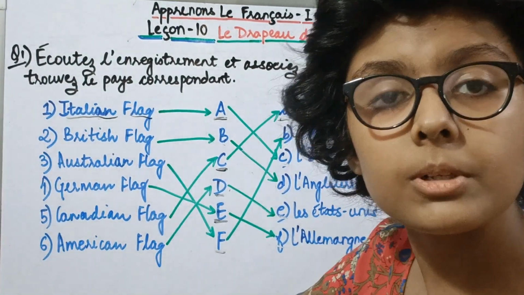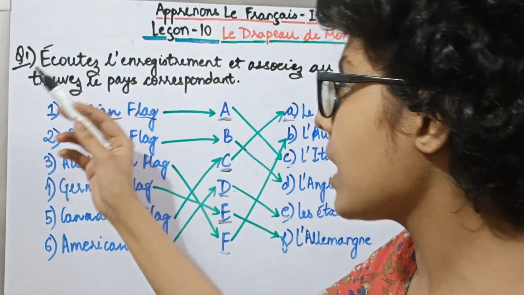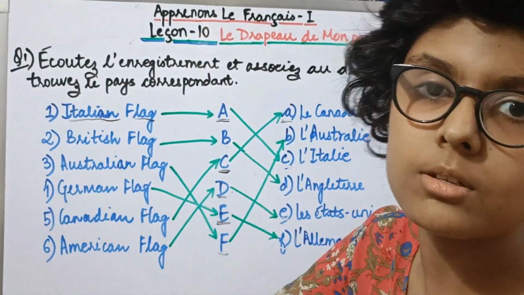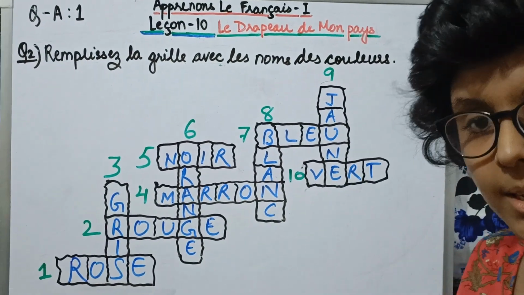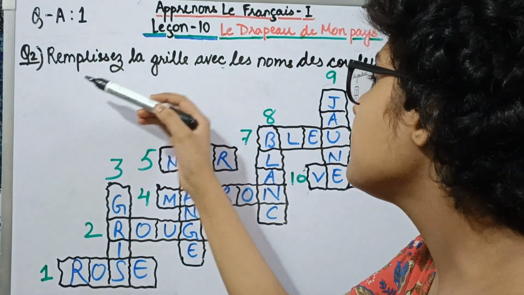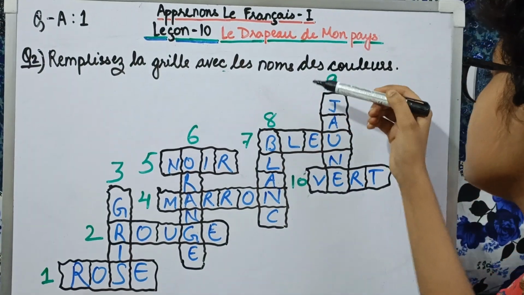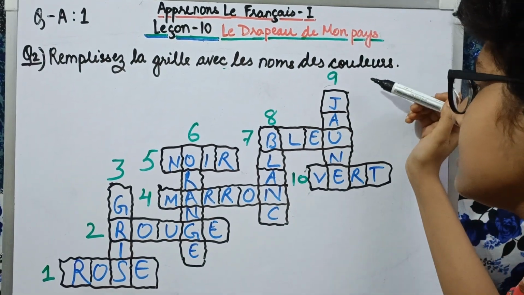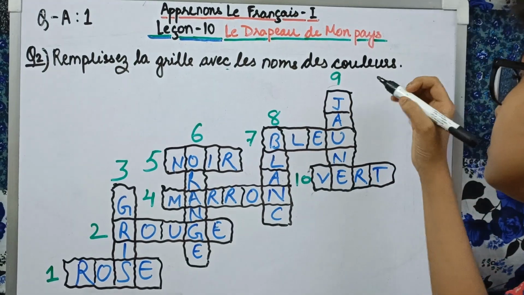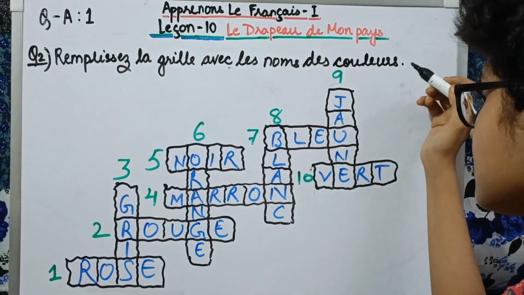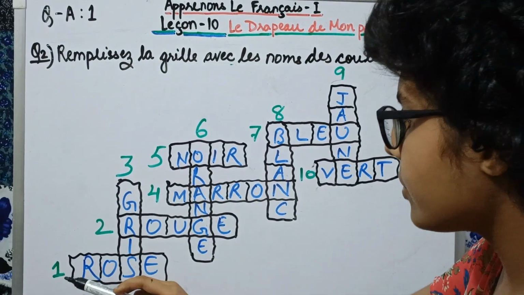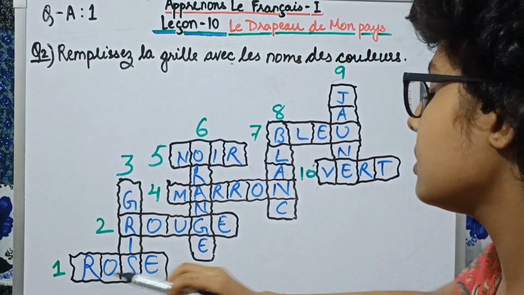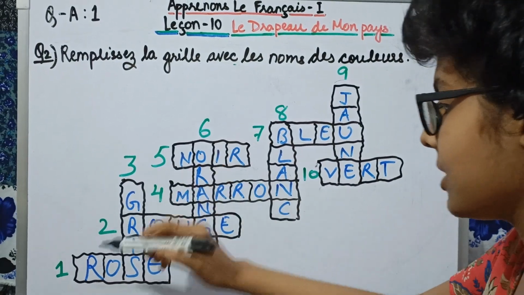Here we have successfully completed the Q&A part 1, question number 1, and now let us go on to question number 2. So here we are at question number 2, and let us start reading it. Remplissez la grille avec les noms des couleurs. It means fill the grid using the names of the colors. So here we have the grid. This is a crossword puzzle in which we have the across and down numbers.